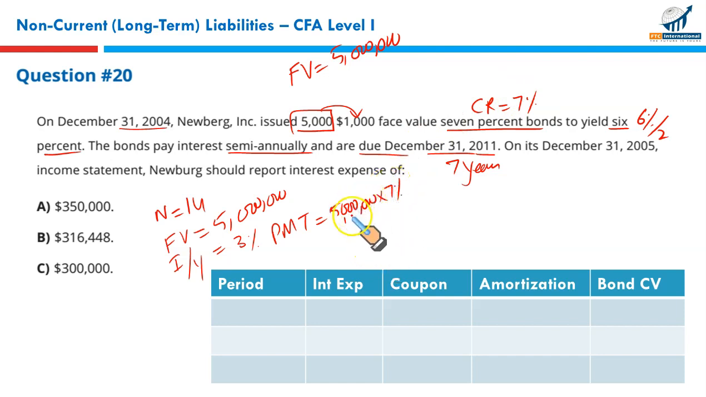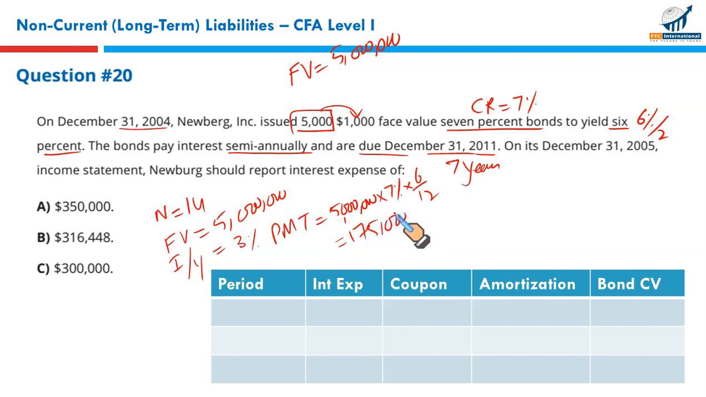Right? So what's the single payment? 5 million multiplied by 7% multiplied by 6 upon 12, or 1 over 2, whichever you want to do. So it's 5 million times 7% multiplied by 6 by 12, 175. This is the payment you make, $175,000.